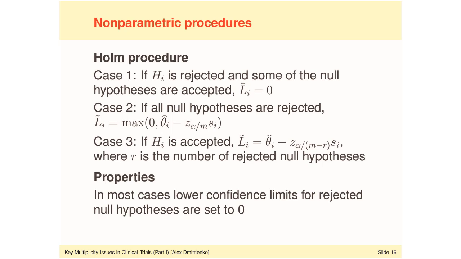When we look at the properties of the resulting simultaneous confidence limits, we see that the lower confidence limit for a parameter is set to 0 if the whole procedure rejects the corresponding null hypothesis of no treatment effect, and the only exception is when the procedure rejects all hypotheses. In this particular case, the lower limit may be greater than 0, but sometimes it may be equal to 0. So in most cases, lower confidence limits for rejected null hypotheses are not very informative. Most of the time they're simply set to 0.